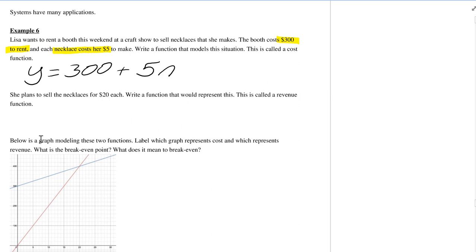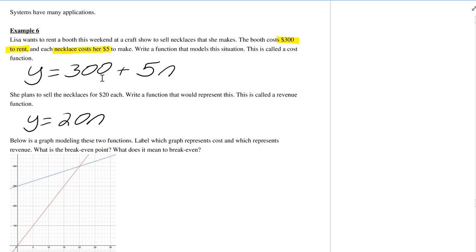Next it says, she plans to sell the necklaces for $20 each. Write a function that would represent this. So how would I represent her getting $20 per necklace? Well, it's again dependent on the number of necklaces that she sells. So it would be y equals 20n. So notice, now this is really a system.